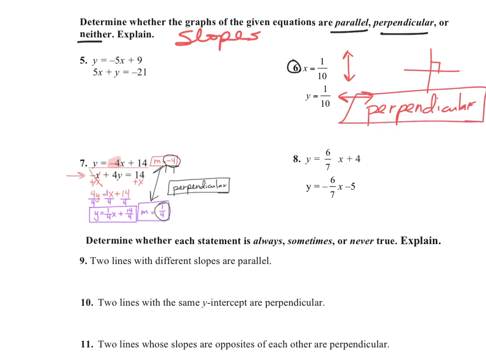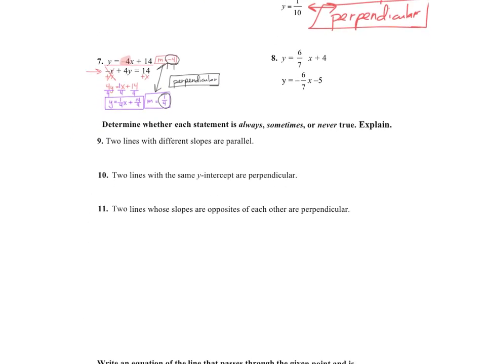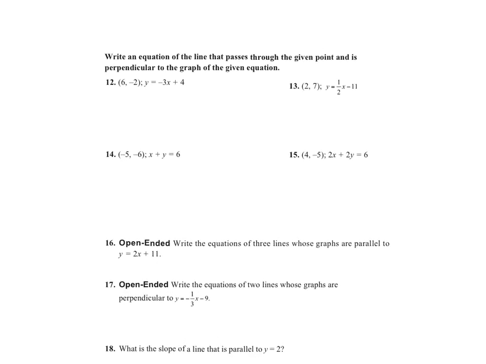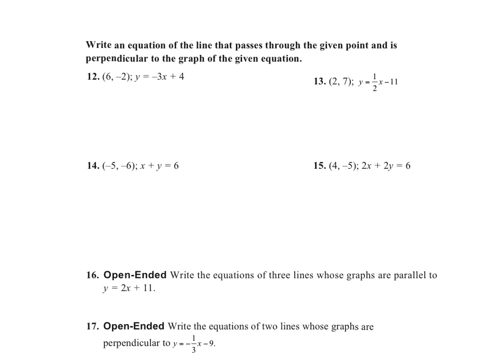Okay, so finish up 5 and 8 on those. These ones, determine whether each statement is always, sometimes, or never true. I'm going to let you guys take a look at those and see if you can figure out always true, sometimes true, or never true. And we're going to move on to here.